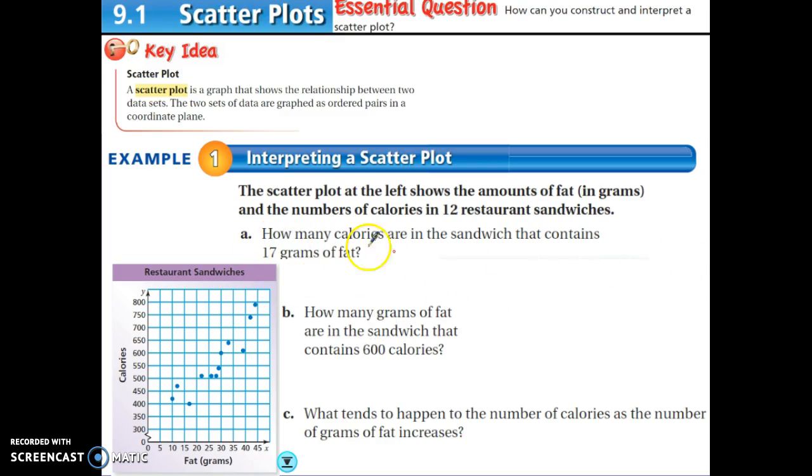In part A, we want to know how many calories are in a sandwich that contains 17 grams of fat. Well, that was the one I just pointed out. If we go a little bit past 15, and then find the dot that has that value, I go up and see that it has about 400 calories. So for part A, I'll say about 400 calories.